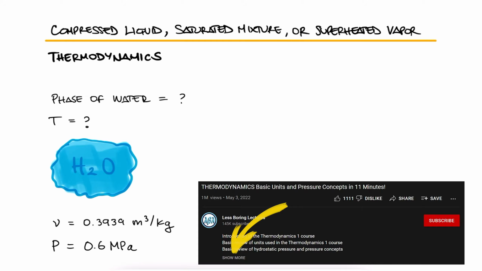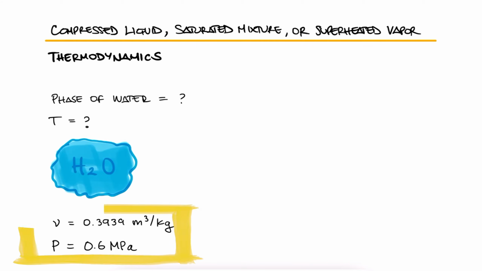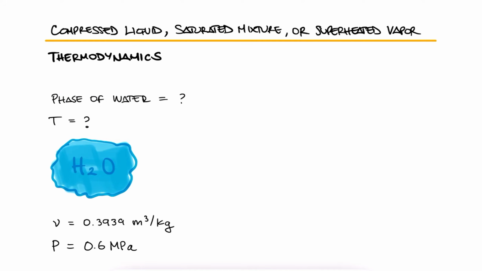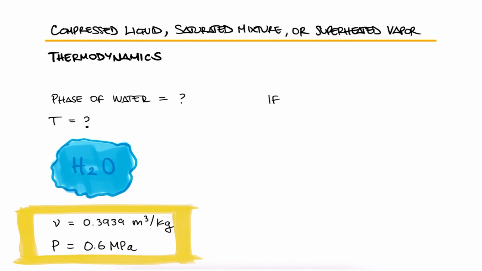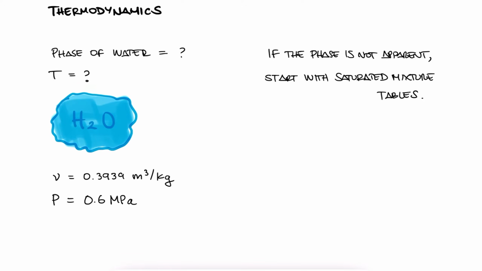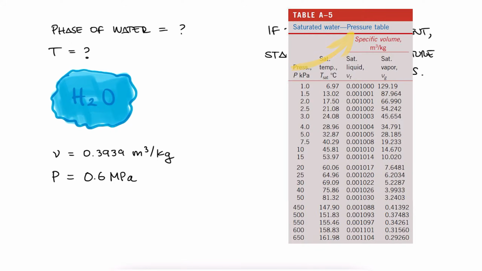In this case, we have the pressure and specific volume information, and we want to find the phase and temperature. Every time you're given two values that are not completely apparent for you to say compressed liquid or superheated, it's wise to start at the saturated liquid-vapor mixture table. Since in this case what we have is pressure, we use the saturated table by pressure, not by temperature.